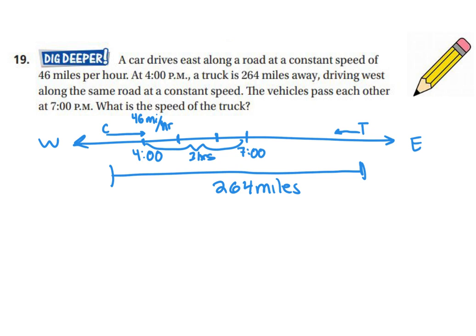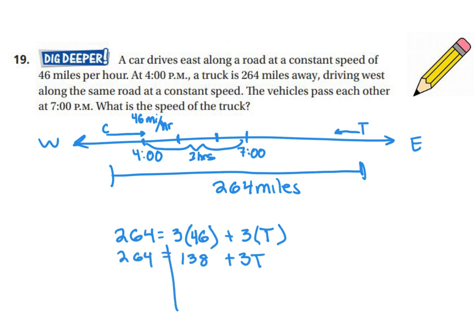So we can set up an equation here. The equation will look like this. 264, that's the total distance between the car and the truck. We know that the car is going to travel 3 hours. So 3 hours times 46 miles per hour. The truck also has to travel 3 hours, but we don't know the speed. So now we have an equation set up that we can solve. 3 times 46 is going to be 138 plus 3t equals 264. So I'm going to take away 138 from both sides.